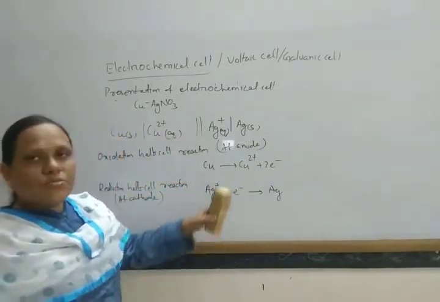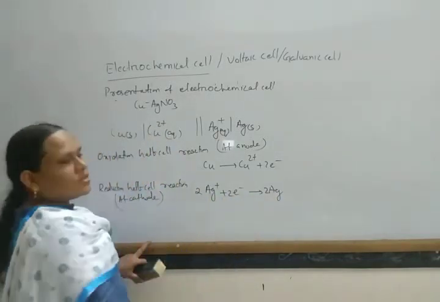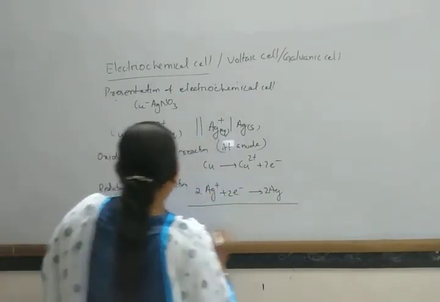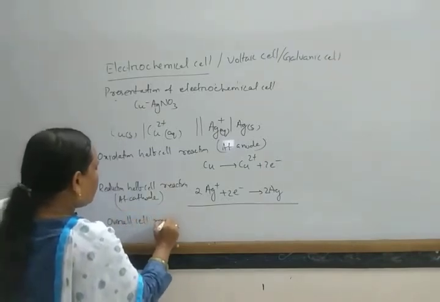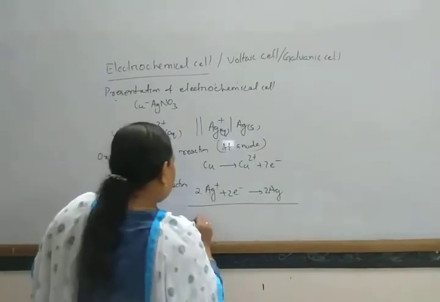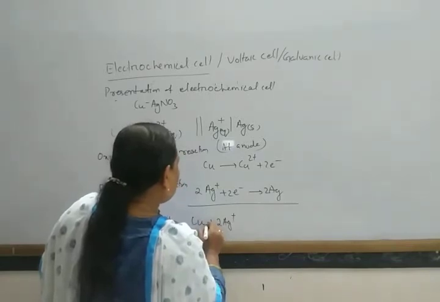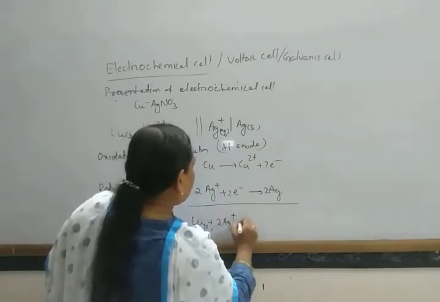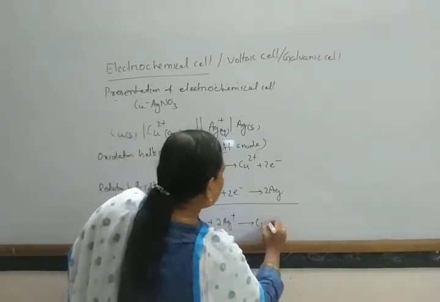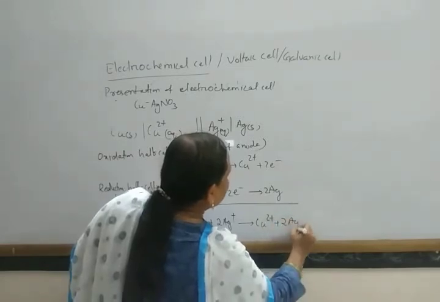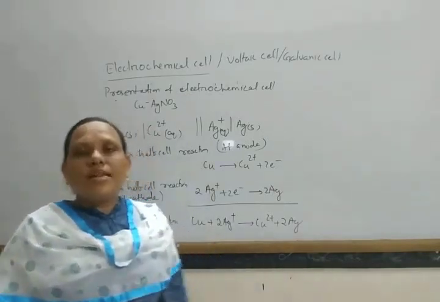But the total electrons should be balanced, so it should be multiplied by 2. This is the reduction half cell reaction. And what is the overall cell reaction? Cu solid plus 2Ag+ gives rise to Cu2+ plus 2Ag. So this is the 2 silver. This is the overall cell reaction.